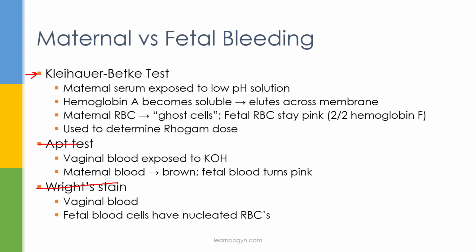So in the Kleihauer-Betke test, maternal serum, so this is blood from the arm and not vaginal blood, is taken and exposed to an acidic solution. In that low pH, hemoglobin A becomes soluble and leaves the red blood cells. Because hemoglobin A is leaving, the maternal red blood cells become pale or ghost cells. Fetal red blood cells, which have hemoglobin F, stay pink. So this is used to determine if there's fetal blood in maternal circulation, and it's useful for determining how much blood, because after vaginal bleeding, or if the patient is postpartum, this is used to determine how much Rhogam is needed to prevent Rh alloimmunization.